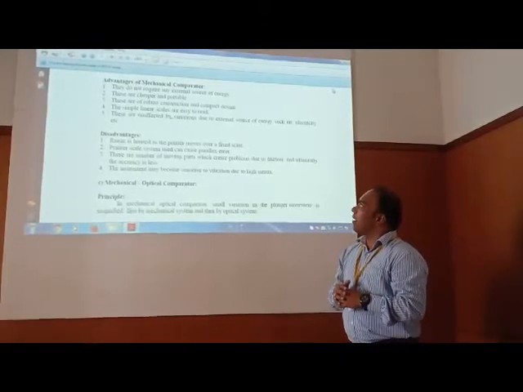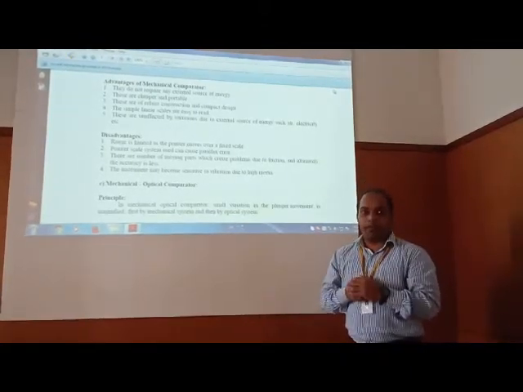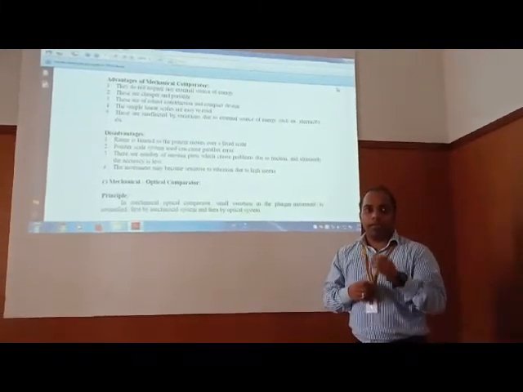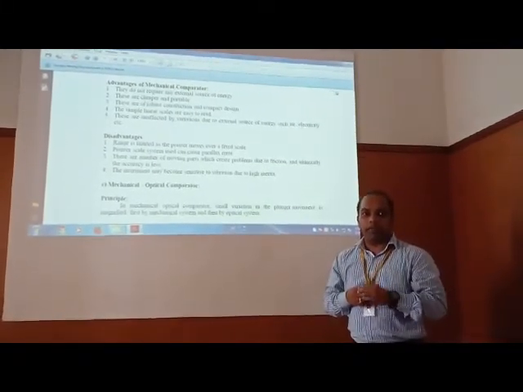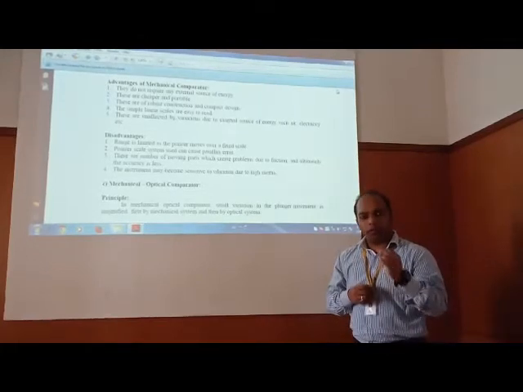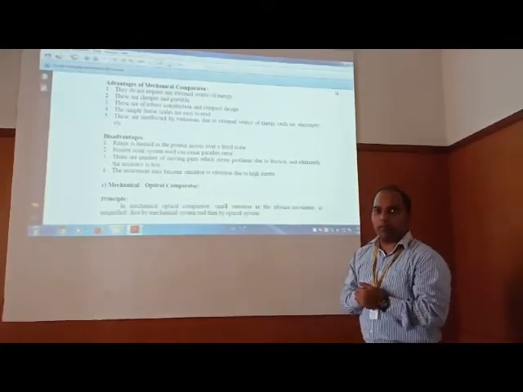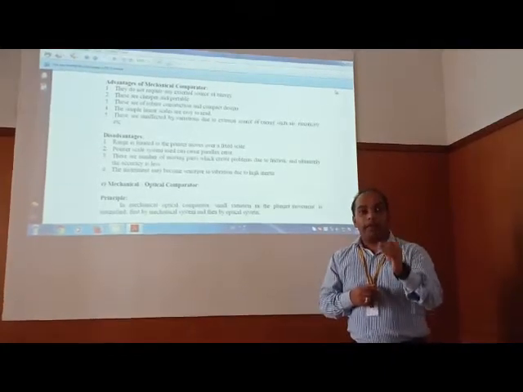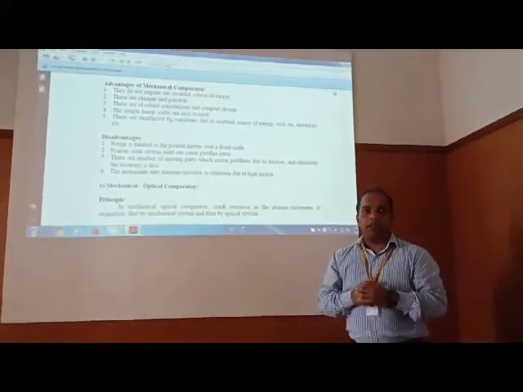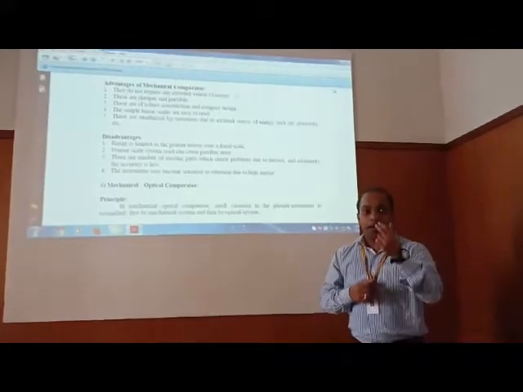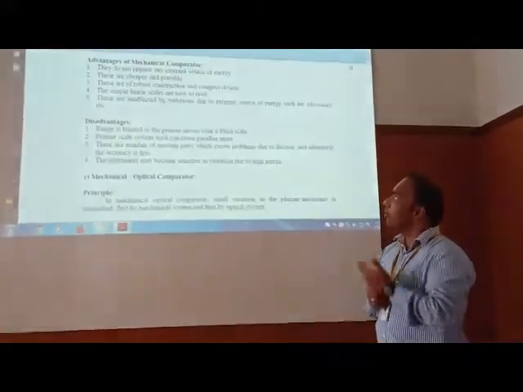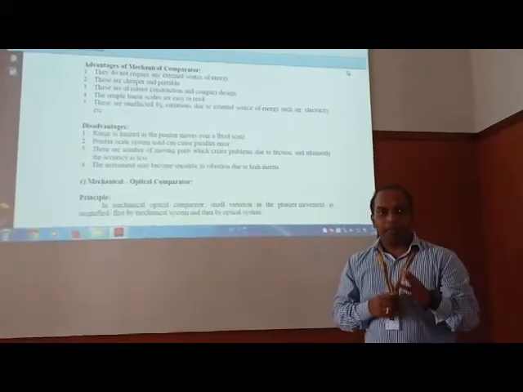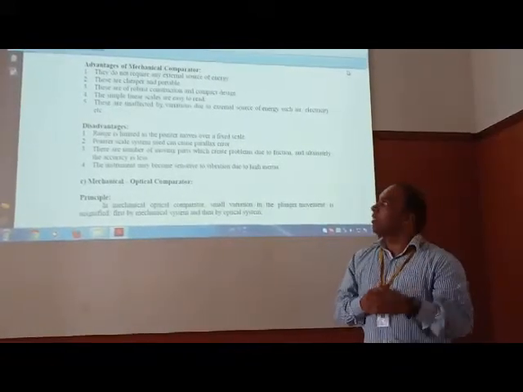They do not require any external source of energy. Now this is an actual plus point. Without using automation or any external force or source of energy, we can work on it. These are the cheapest and portable. As you have handled it during your practical session, you know how portable it is. These are robust in construction and compact in design. Therefore, you have handled it very easily.